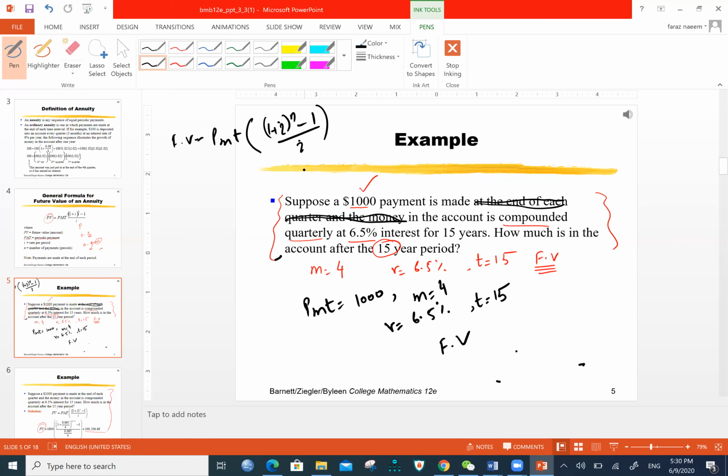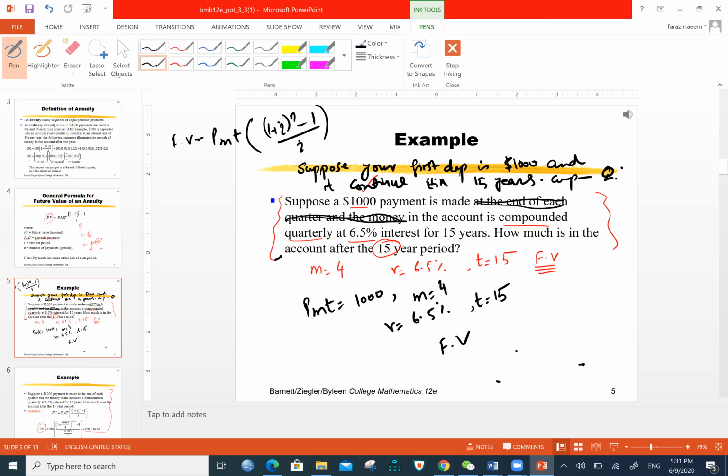If I change the statement, suppose your first deposit is $1,000 and it continues till 15 years, compounded quarterly. Is that clear?